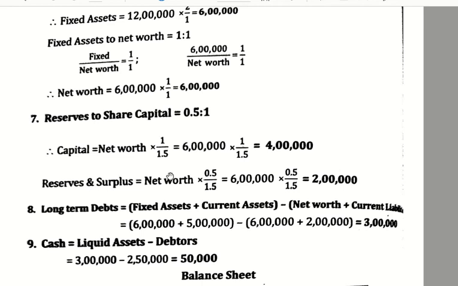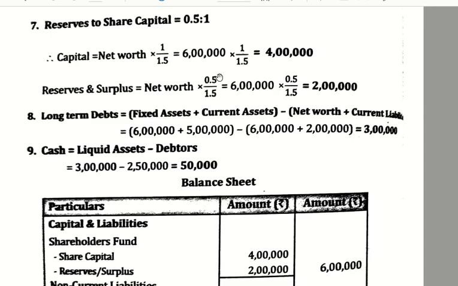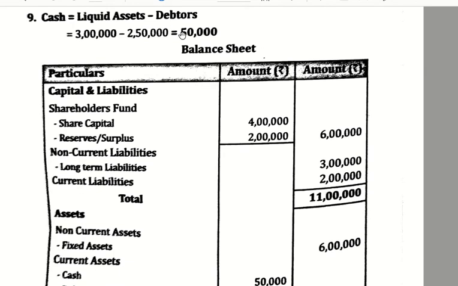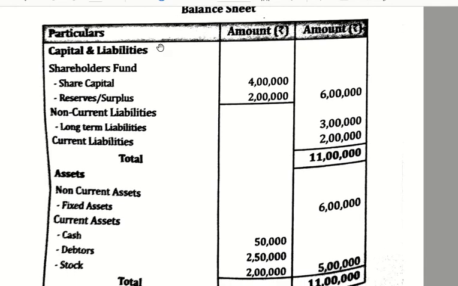Therefore reserves and surplus is net worth into 0.5 divided by 1.5, which is 6 lakhs into 0.5 divided by 1.5, which is equal to 2 lakhs. So if you see, reserves to capital is 2 lakhs to 4 lakhs, which is 0.5 to 1. We are getting our ratio. So long-term debts is equal to fixed assets plus current assets minus net worth plus current liabilities. So 6 lakhs plus 5 lakhs minus 6 lakhs plus 2 lakhs, which is 3 lakhs. So cash can be the balancing figure. If you want to find it out before also, you can find it as liquid assets minus debtors, which is 3 lakhs minus 2,50,000, which is 50,000.